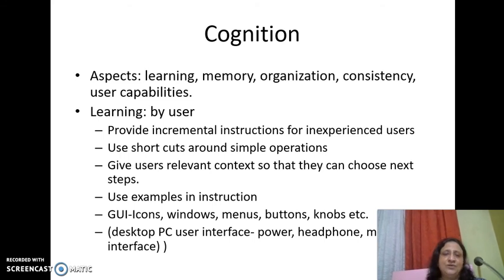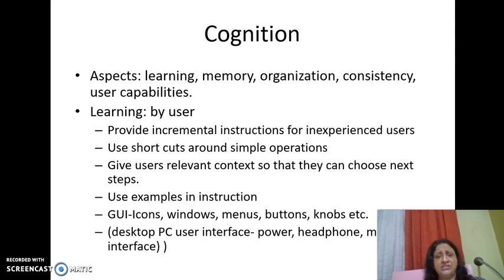I just gave the example of a remote control, that we need to learn and memorize the functions of remote controls. The same is applicable for many devices or front panels of many devices. So what aspects do we need to consider under cognition? Various aspects are learning, memory, organization, consistency, and user capabilities. So let us study the first concept, that is learning.